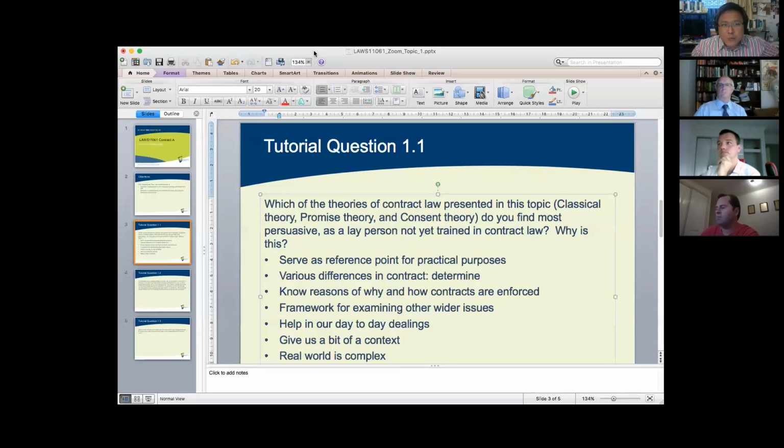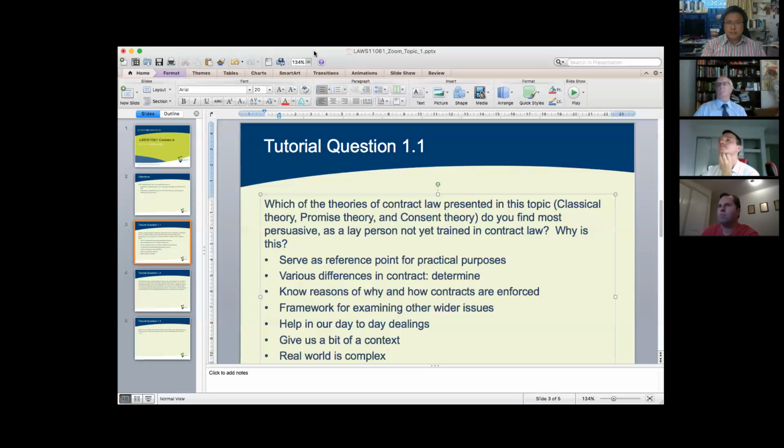Okay, so let's begin with the first tutorial question. Which are the theories of contract law presented in this topic? And remember, there are many theories of contract law, and there are even those who argue that there is a death of contract law theory. But we'll just focus on some of the key ones. We've got the classical theory, the promise theory, and consent theory.